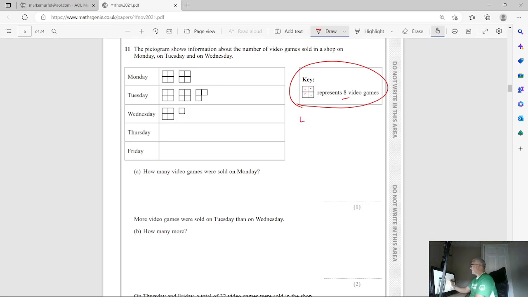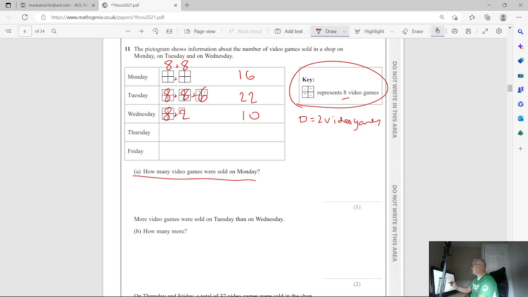So my first thing is to say, well, hang on then, one of these little squares must equal 2 video games. Okay, once I've got that, I could say, well, that's 8, that's 8, this one's 8, this one's 8, 2, 4, 6, that one's 6, that's 8, that's 2. And remember, we're adding all of these together to find out how many there are. So I can say Monday there were 16, plus 6 gives me 22, 8 and 2 gives me 10.